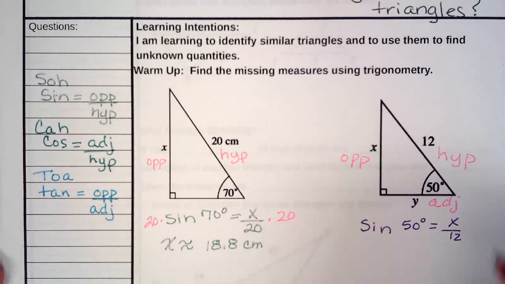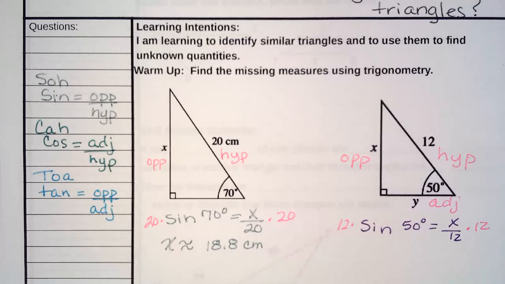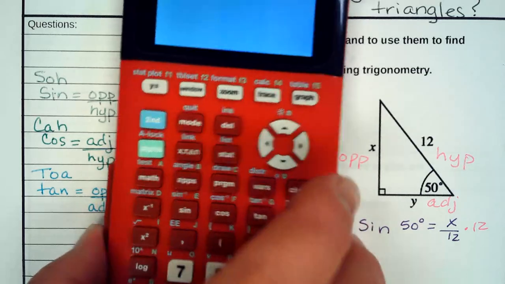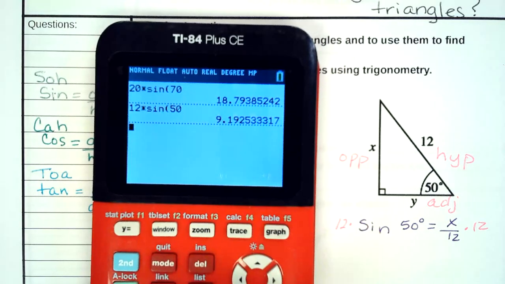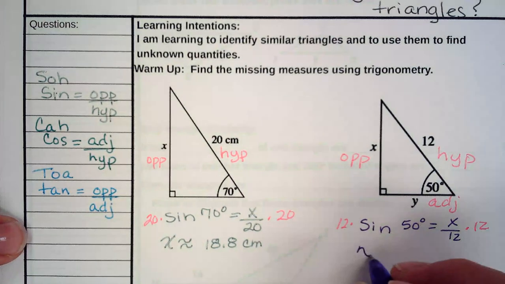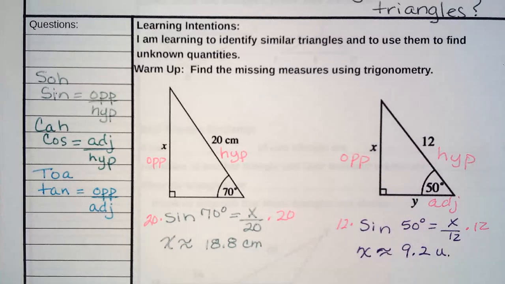Multiply both sides by 12. Twelve times the sine of 50. And you end up with 9.19, which is about 9.2. And that would be units because we don't know what units we're in.